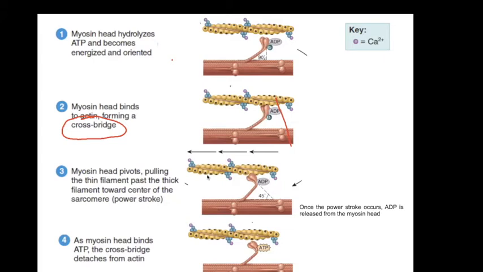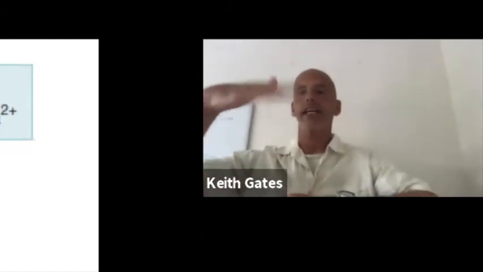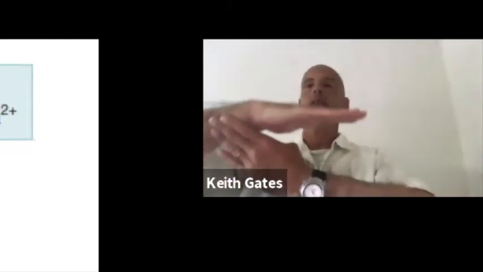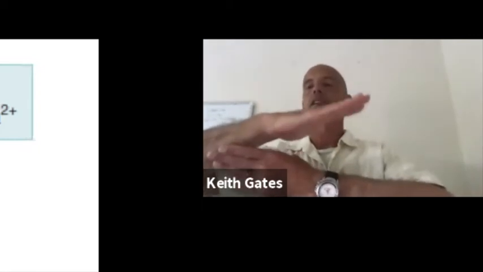Okay, so just to be clear what's happening, I think I did this the other day. This over here, my right hand, is the myosin.